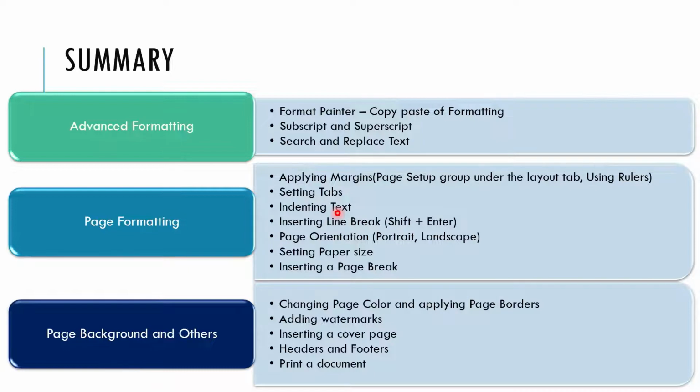You can place the insertion point at the beginning of the paragraph and press the tab key. This way you can quickly indent the first line of the text in the paragraph. Next we talked about inserting a line break, and the shortcut is Shift plus Enter.